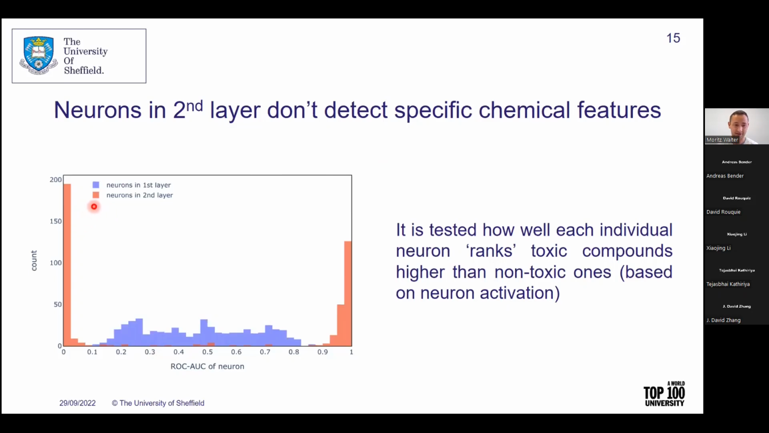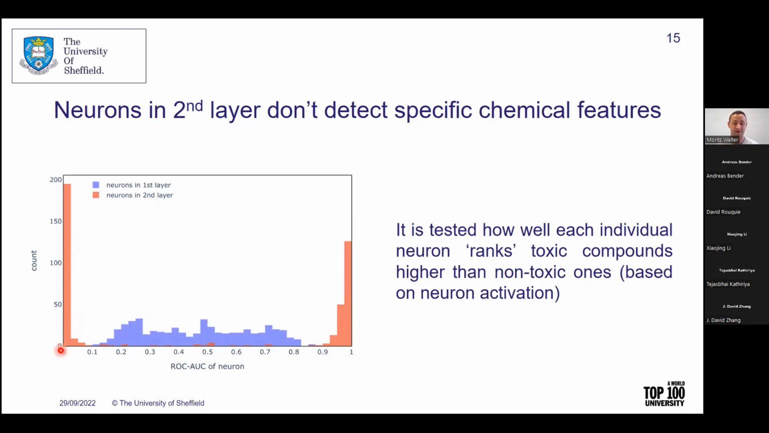And if we look here in red at the neurons in the second hidden layer, most of them have either an AUC close to 1, which means that all the toxic compounds have a higher activation than the non-toxic ones, or an AUC close to 0, which means the opposite: that non-toxic compounds have a stronger activation. But it's still, of course, discriminating between the two classes pretty much perfectly.